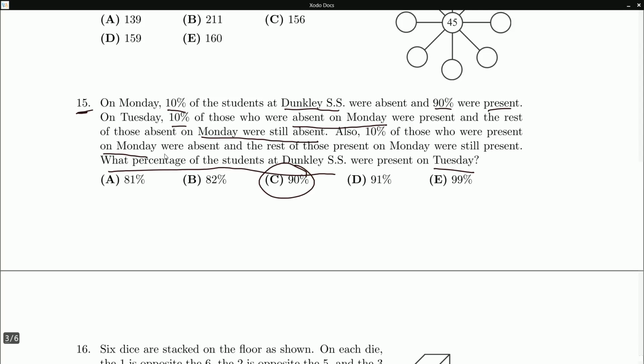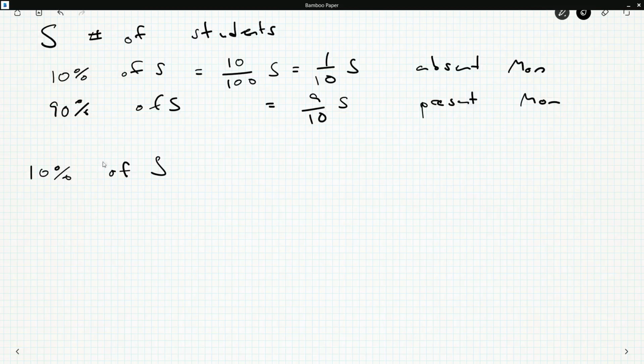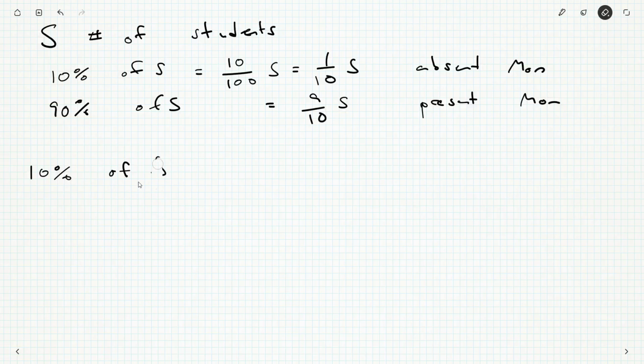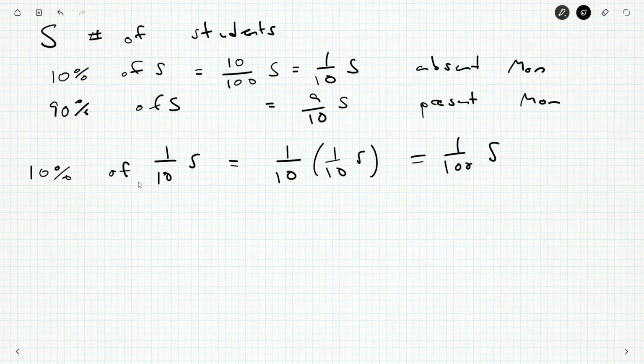And we want to know, ultimately, what percentage of the students were present on Tuesday. So I'm just going to figure out the presents. So 10% of the ones who were absent on Monday. So that's 1 out of 10S. So 10% is 1/10. So we've got 1/10 of 1/10 of S. That's 1/100th of S. So these are the students who were sick and are now coming to school.